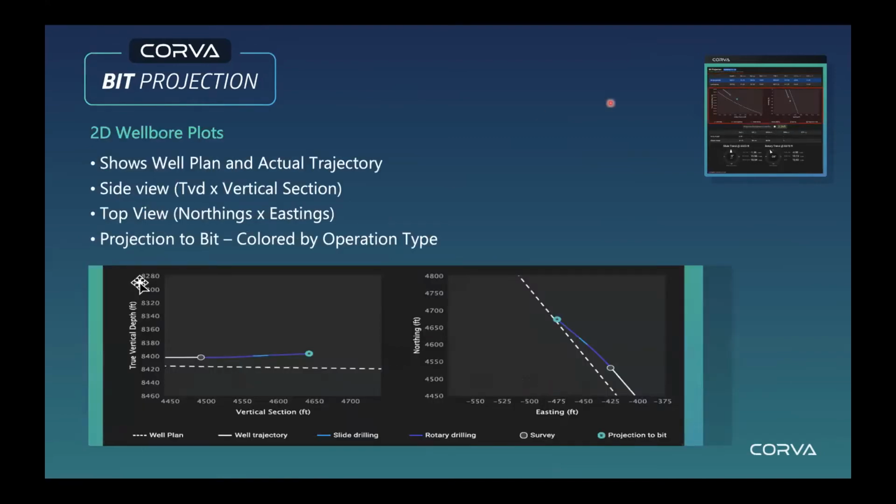Okay, so the next section, moving down the app, is your two-dimensional wellbore plots. Both of these plots are always going to show the current well plan. They're also going to show the actual trajectory paths that we're drilling. So we have two views. This view is our side view. This is the top view. The side view actually shows TVD by vertical section. It's as if you're standing at the same level looking at the well from the side. And the top view is if you're looking at the well from straight down.